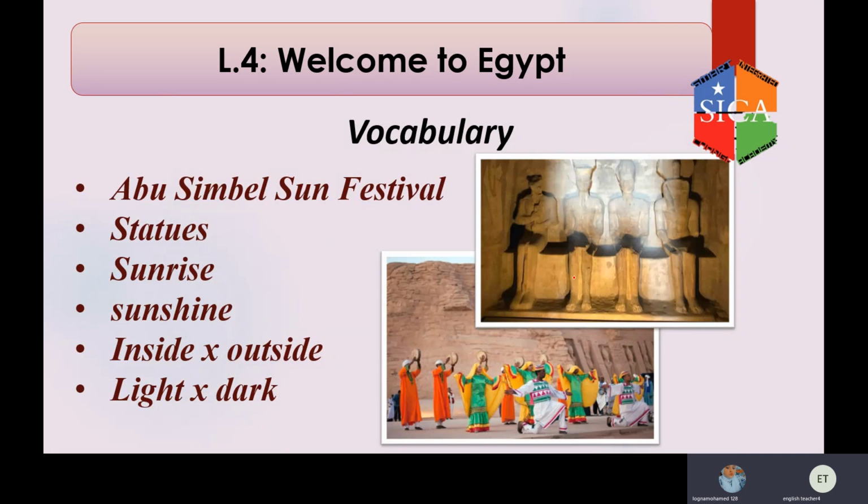Can you see this picture? Yes, it's the temple. These are the four statues, and the sun shines above these three. Can you see this? The sun. And this one is still in the dark. The sun doesn't arrive to this statue, but the sun shines on these three, Ramses, Amun, and Ra. And people celebrate this day in the year.